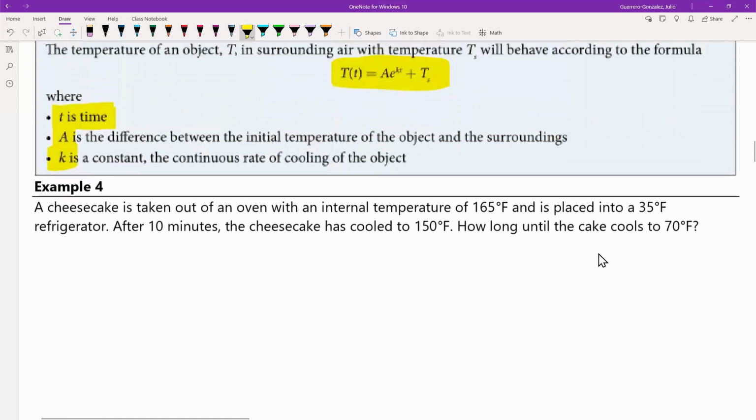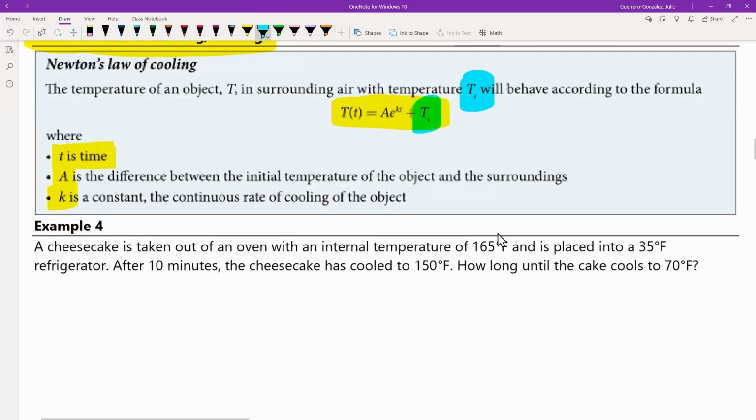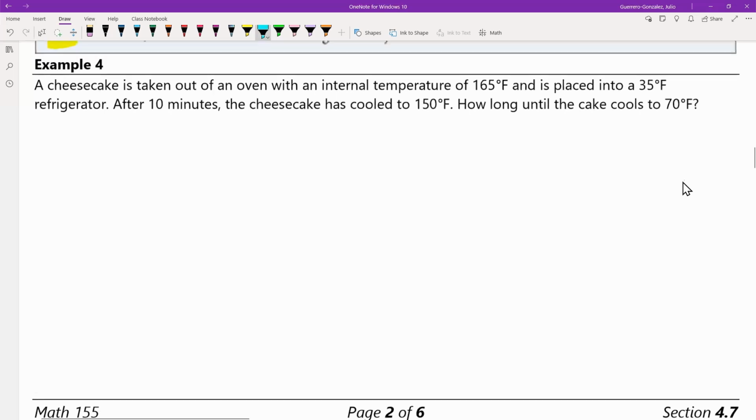I forgot one thing of our equation. The Ts is the temperature of the surrounding air. That is going to be important. So what I want everybody to look into first is picture this in your mind. I grab a cheesecake that's been in the oven, 165 degrees, and I stick it into the fridge, which is 35 degrees.